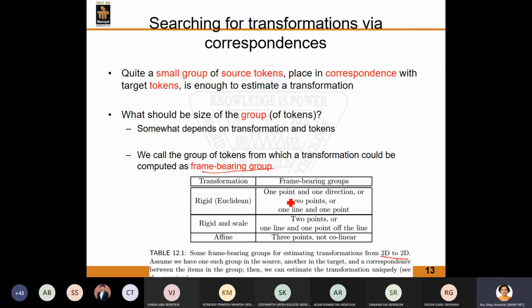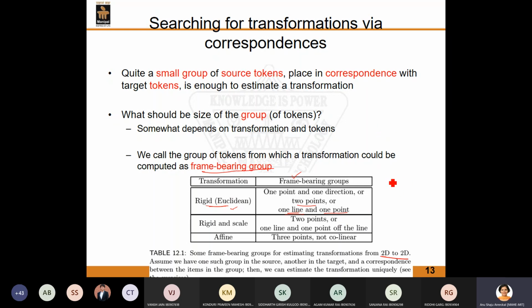For example, we know that if it is just a rigid transformation, so a Euclidean transformation, in the sense it involves only rotation and translation, then if you use just 2 points, you will be able to find this transformation. Or if you're using a line along with a point, then a line and point pair can also be used for finding this particular transformation. So this set of combinations that you use is basically what you call a frame bearing group. And this combination can be used.